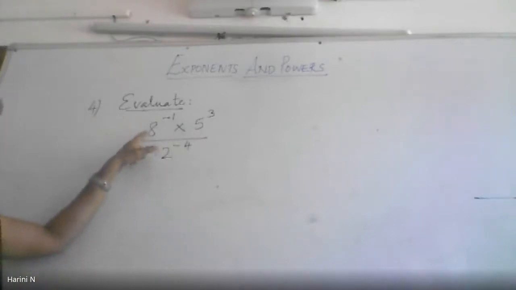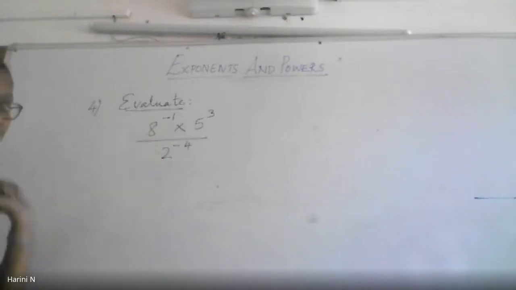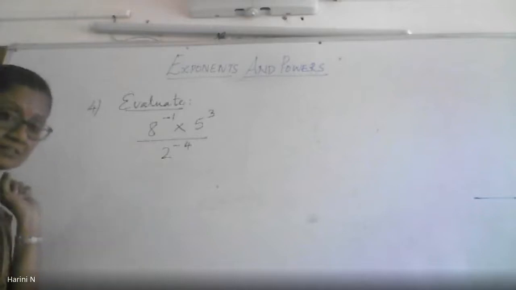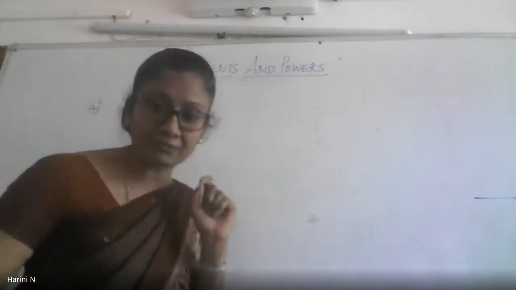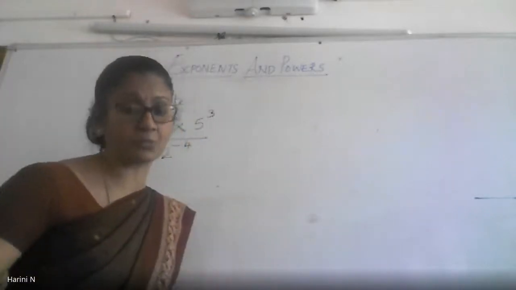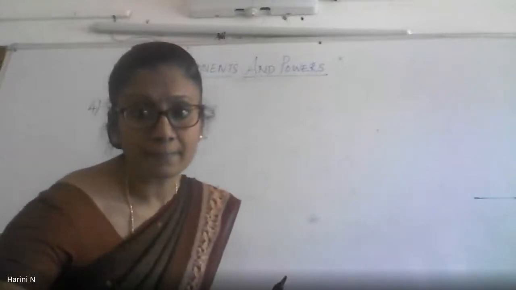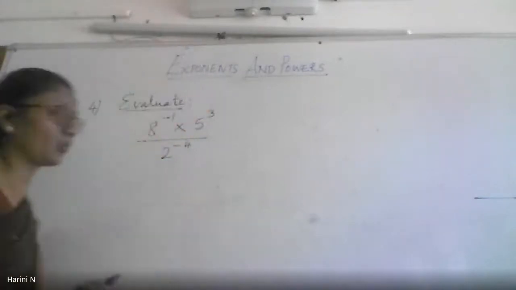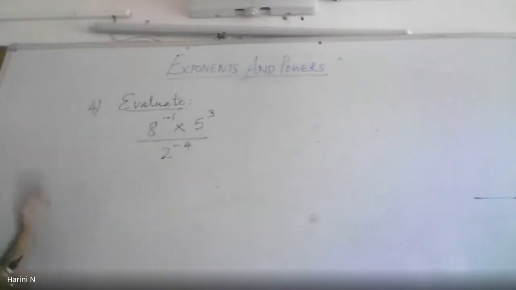Now here, this number 8 to the power negative 1, the base is 8, but 8 is not a prime number. Why am I asking you to check this? Because if it is not a prime number, then you can further factorize it. That's why I'm asking you to check this. So, to check whether the base numbers are prime numbers is the first step.